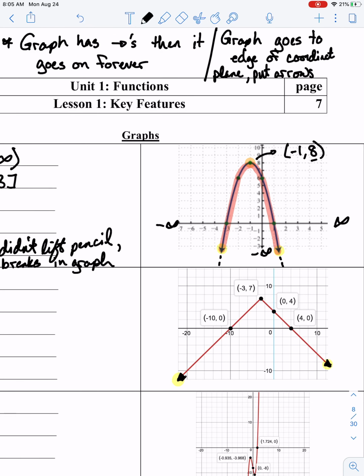So over here, I have a turning point. And this point right here is also a max. And for max and mins, you want your y values, so at y equals 8.